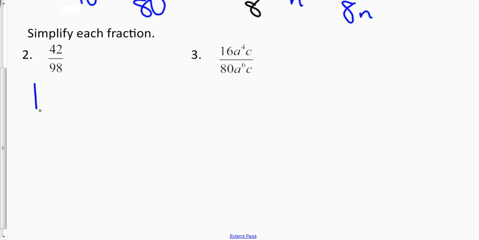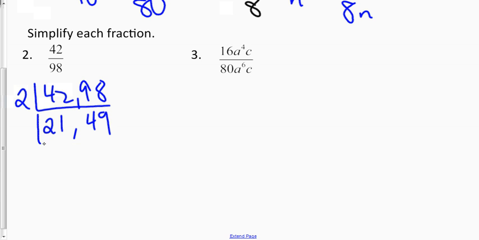42/98. Okay, I'll use my ladder method to help me here. 42/98. I know 2 goes into both of these. I get 21, and I get 49. And then I want to divide by 7, and I get 3 and 7. And the greatest common factor of 3 and 7 is just 1, so that is my simplified fraction here, my numerator and my denominator. So I get 3/7.